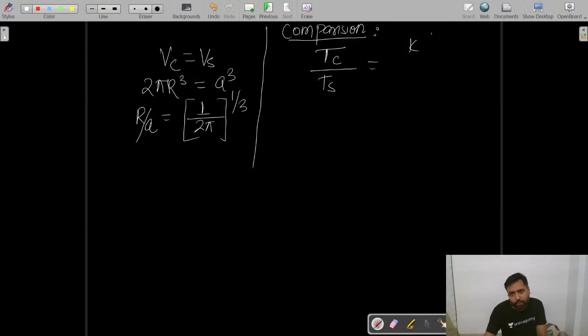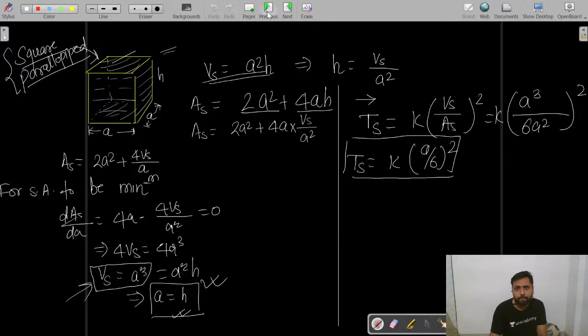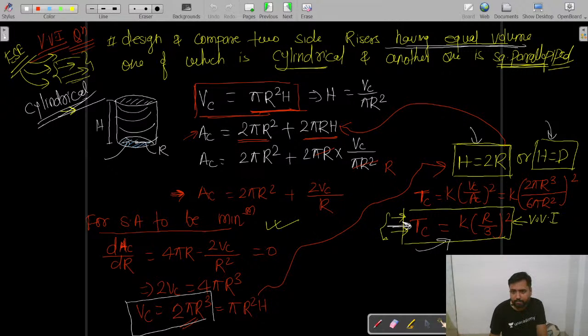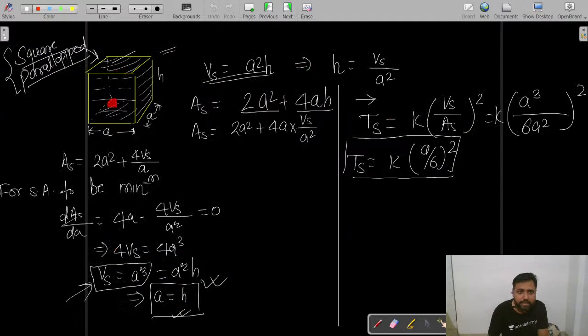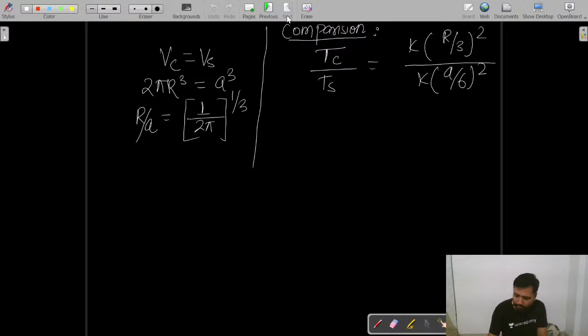Yes, and this you found was K into R by 3 whole square, and this you found was K multiplied by A by 6 whole square. Remember, we had found this solidification time Tc, K into R by 3 whole square, and this solidification time for the square parallelopiped, K into A by 6 whole square. Now, if you are going to compare them, the solidification time will be this ratio.